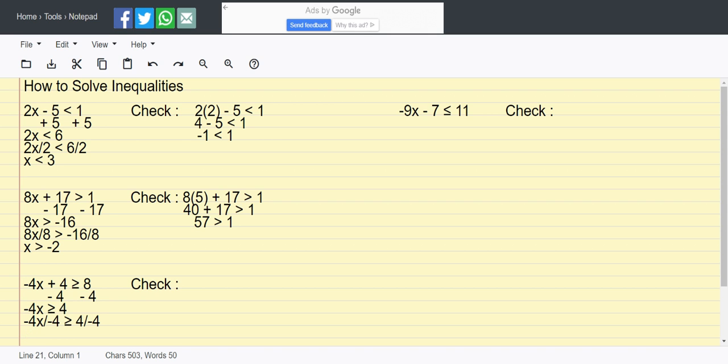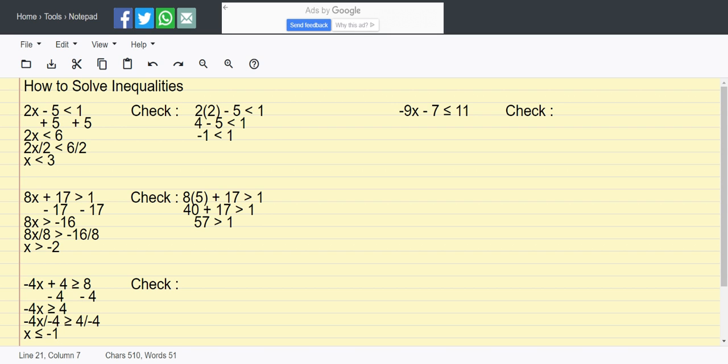Okay, so if you're dividing both sides by negative 4, it's a negative number. So if you divide both sides by a negative number, you have to flip the inequality sign. So this is greater than or equal to. So this would now turn out to be less than or equal to. So x is less than or equal to negative 1.